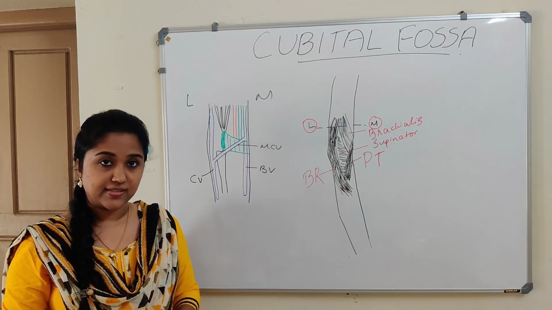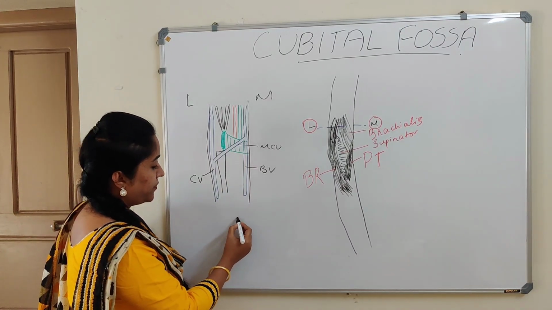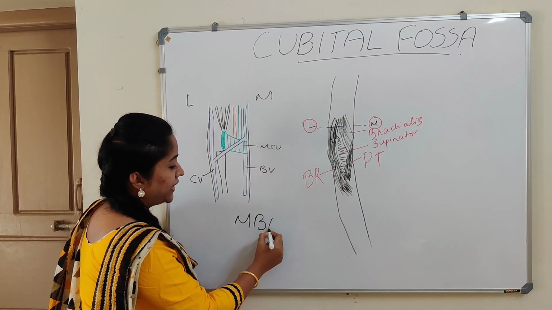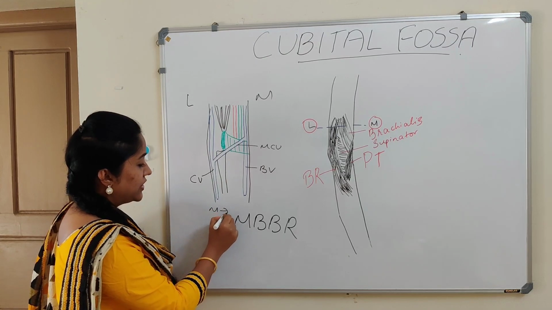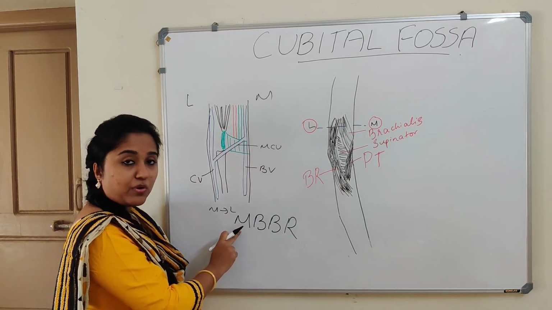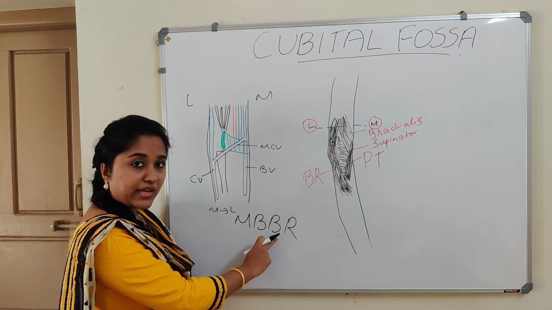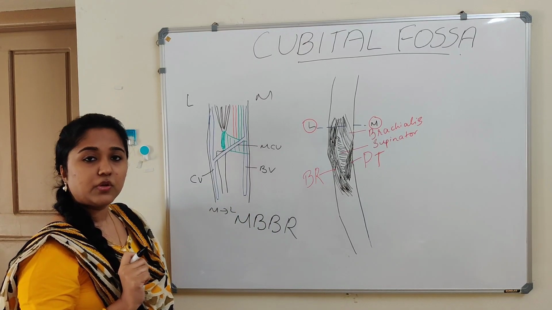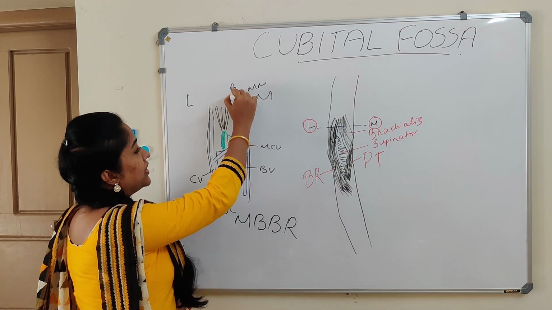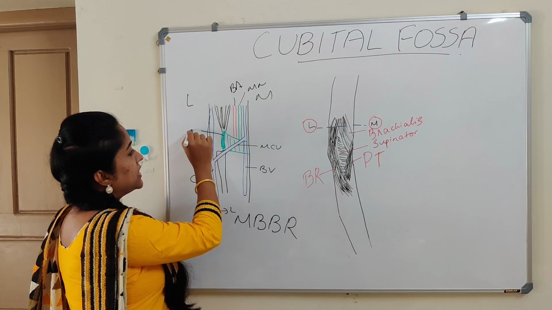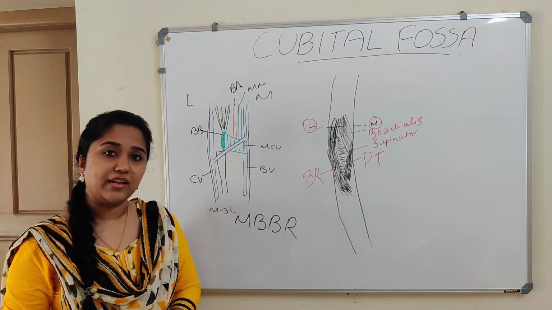Now we'll move on to the contents. So contents, from medial to lateral, it is remembered by a mnemonic MBBR, that is from medial to lateral, MBBR. That means the medialmost structure is median nerve, then brachial artery, the tendon of biceps brachii and the radial nerve. Okay, so this is the median nerve, this is the brachial artery, tendon of biceps brachii and the radial nerve is seen under cover of brachioradialis muscle.